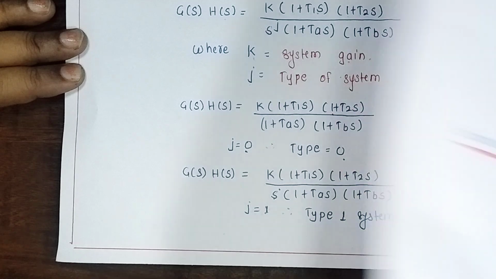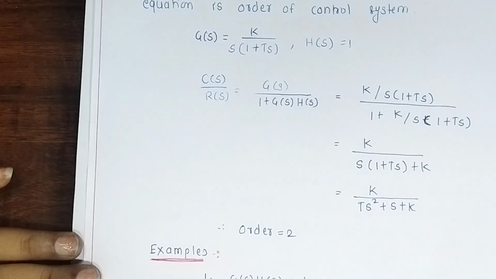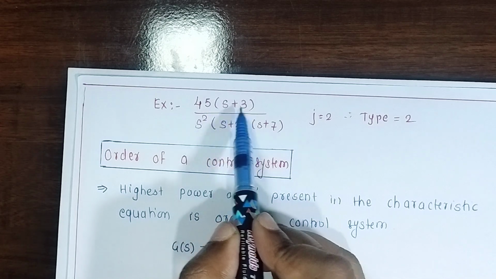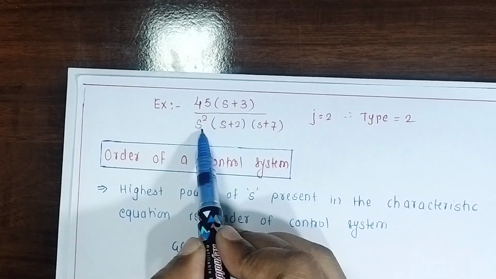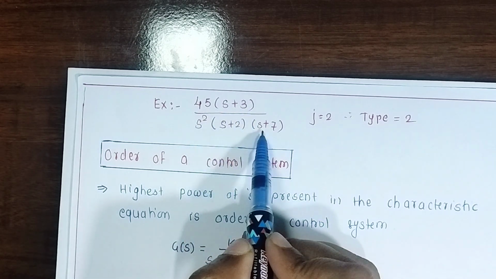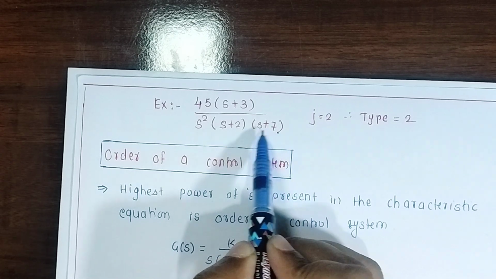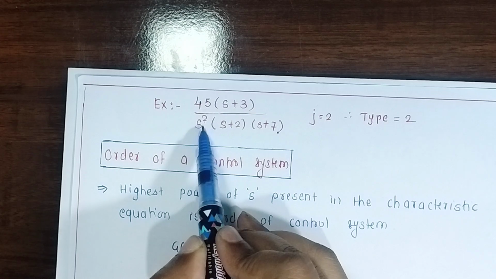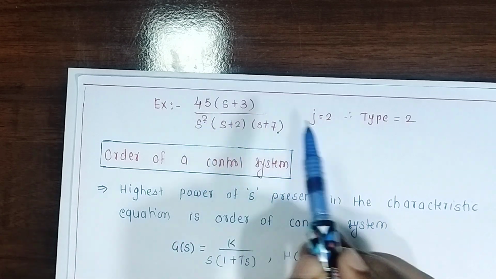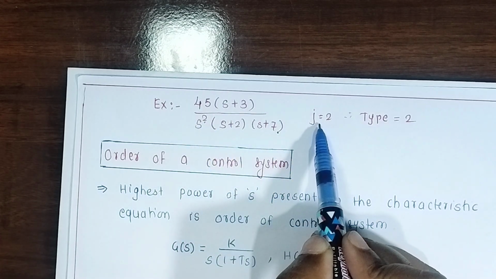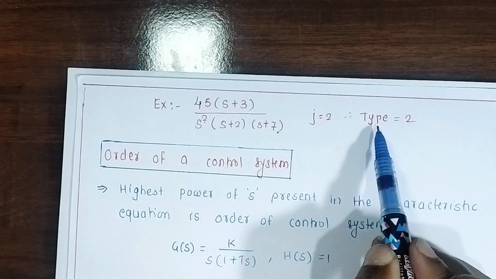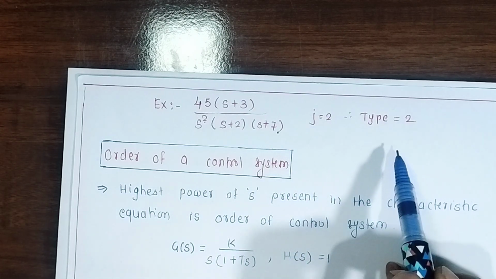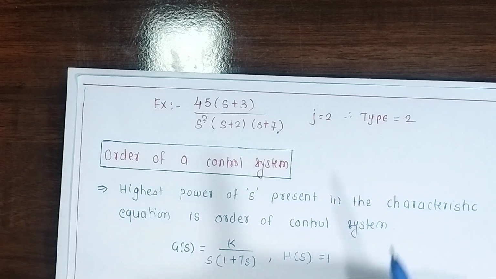So let us take one example. The example is 45(s + 3) / (s^2 (s + 2)(s + 7)). What is the type of the system? Here in the denominator s raised to 2 is present. So this 2 represents the type of the system. Here j = 2, and the given system is a type 2 system. In this way we can identify the type of the system.